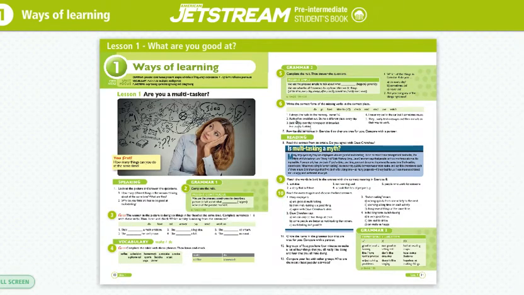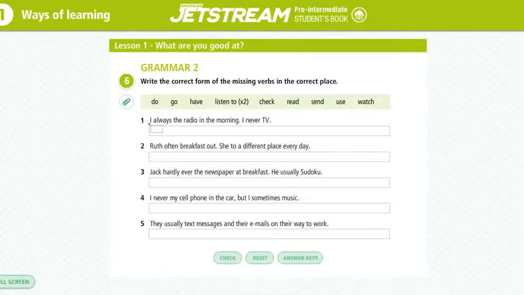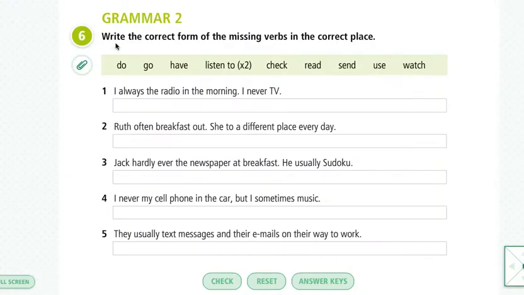Let's go back to the unit, and this is going to be the next exercise, exercise number 6. Here you have to write the correct form of the missing verbs in the correct place. This is going to be in your box, okay? So, for example, you have to rewrite the sentence one more time.